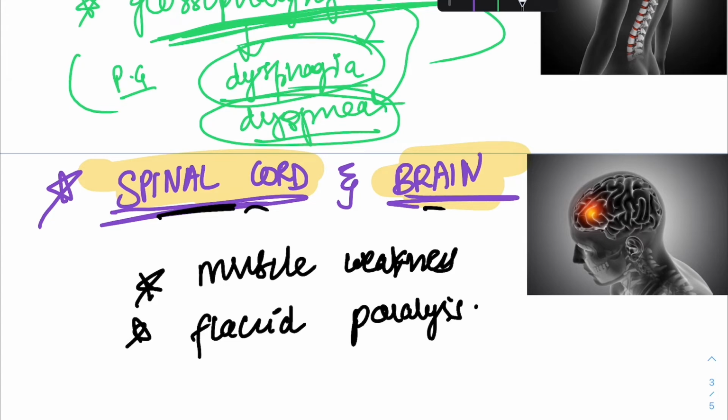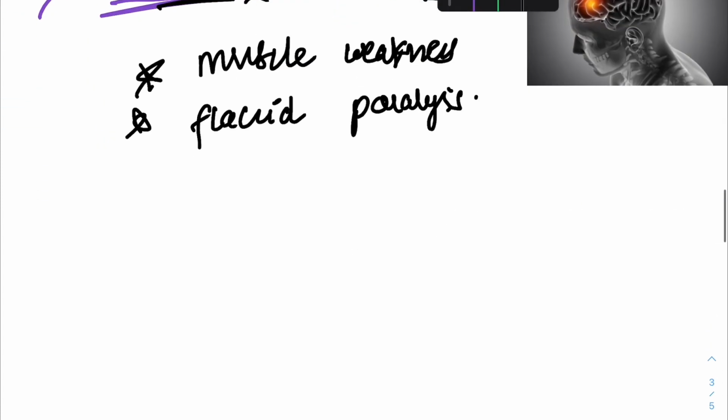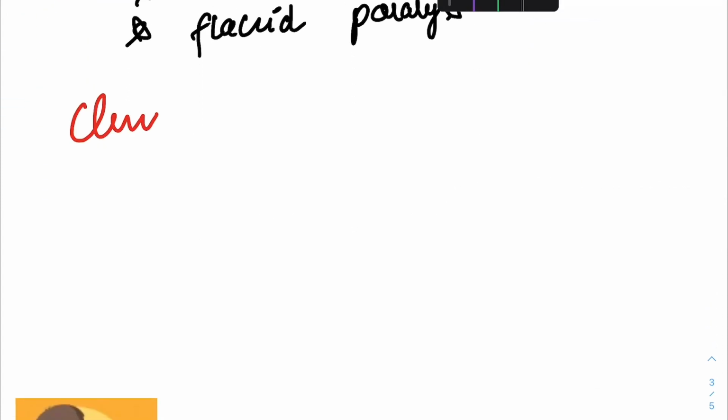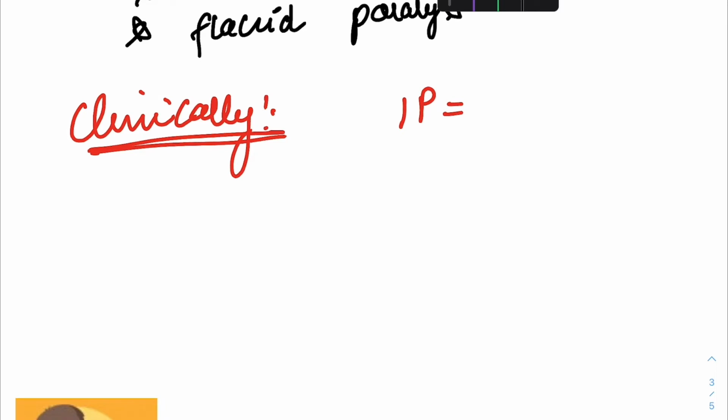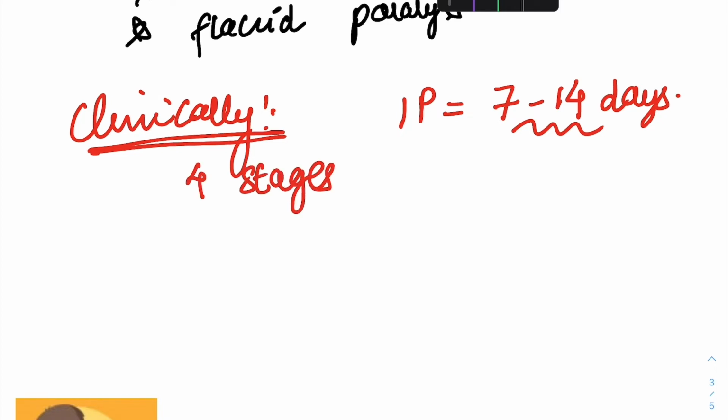Now, the most important thing that we come to now is clinically what actually happens to the patient who acquires this polio virus. Now, first, incubation period. The incubation period of this virus is 7 to 14 days. That it takes 7 to 14 days after the virus has entered the body, then it will start showing the symptoms. It takes that much time to replicate inside the body, multiply inside the body, and spread. Now, once it is inside the body, this virus undergoes 4 stages. It has 4 stages.